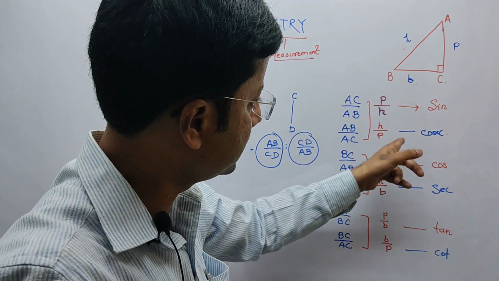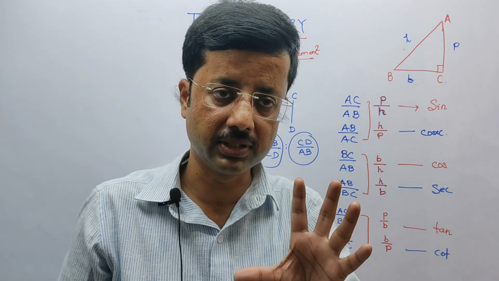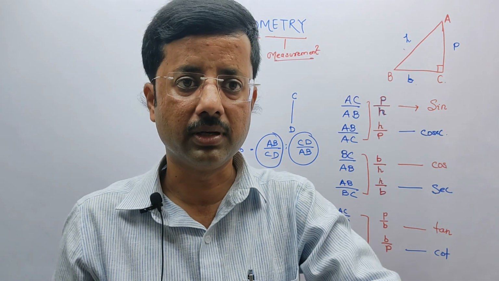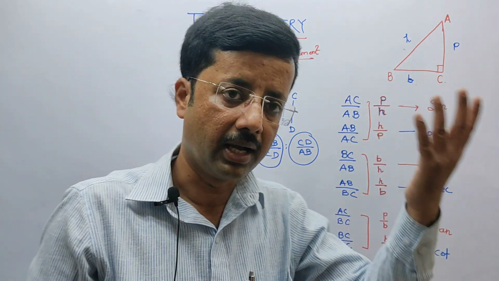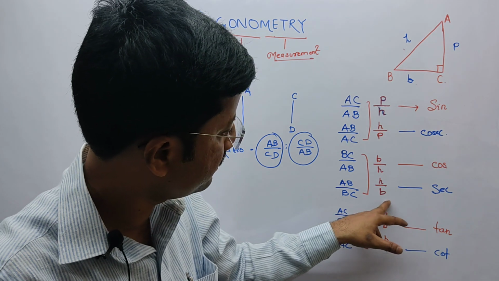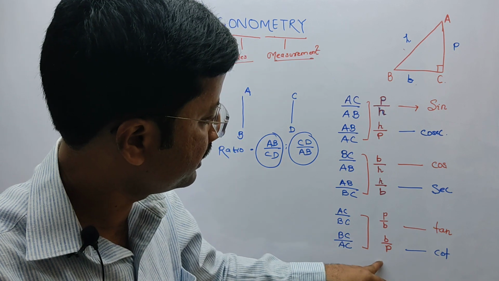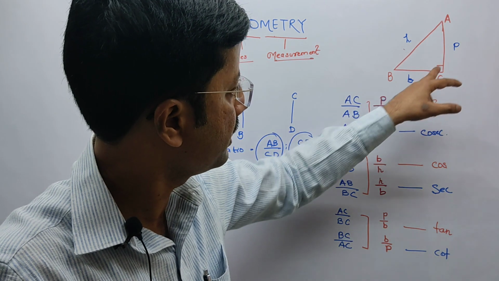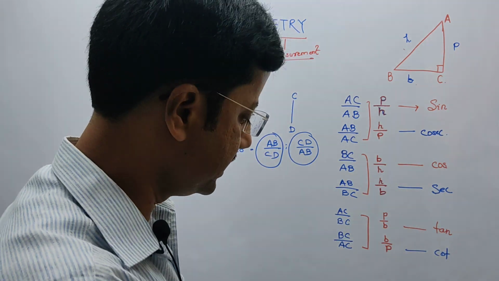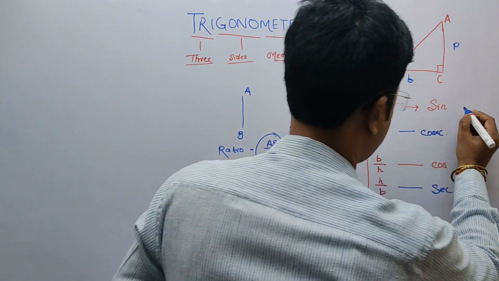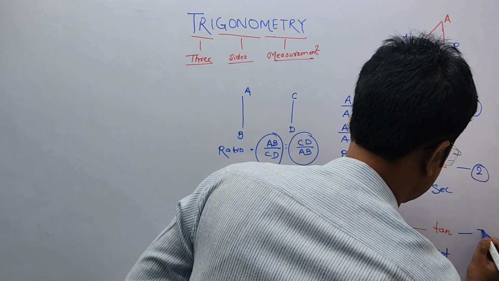Now cosec is nothing but the reverse. Perpendicular by hypotenuse is sine, and the reciprocal, hypotenuse by perpendicular, is cosec. Then hypotenuse by base is sec. Then base by perpendicular is cot. Perpendicular by base is tan, and base by perpendicular is cot. If you see, these are the basic three: this is 1, this is 2, and this is 3.